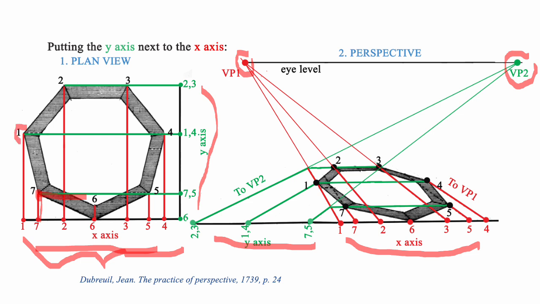So what is point 1? It's above number 1 on the x-axis, and it is in line with 1 and 4 on the y-axis. So here in the perspective, we have 1 on the x-axis and 1 and 4 on the y-axis, giving us this point in this perspective view.